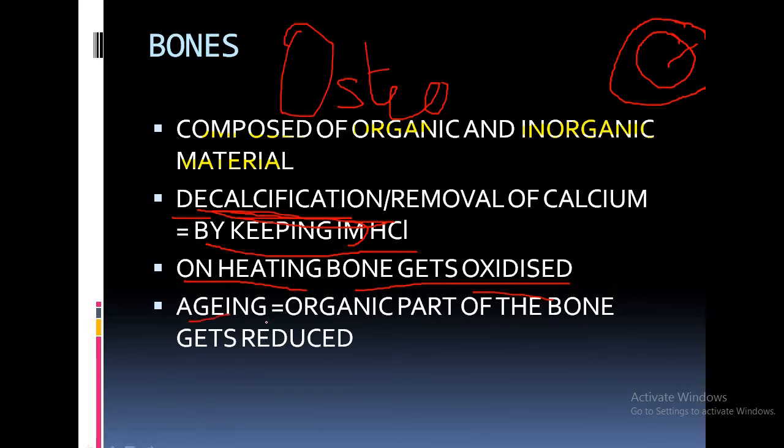With the aging, what happens? The organic part of the bone gets reduced. So that is why it will result in the problem of osteoporosis. The density of the bone will get less, and when the density of the bone is reduced, a person with even slight strokes can get a fracture.